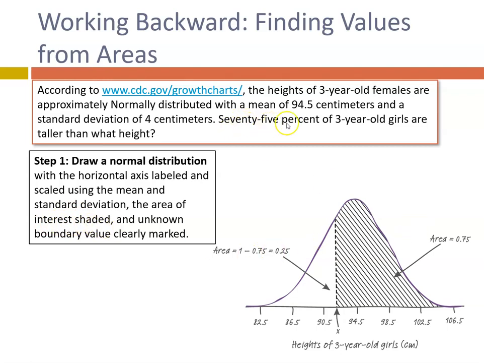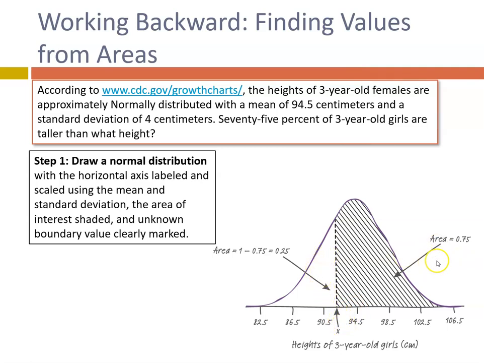So it says 75% of 3-year-olds are taller than what height? They're basically asking for a minimum height, so that wording is signifying a right-tailed shading. Since 50% is at the mean, 75% would be to the left of the mean, a value smaller than the mean. We shade it in; it's approximate, we don't know exactly where it is, so we just have this general X.